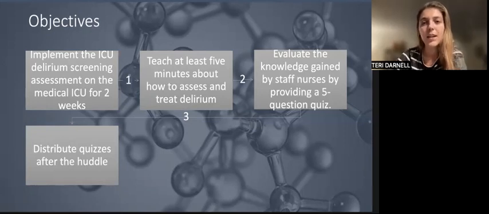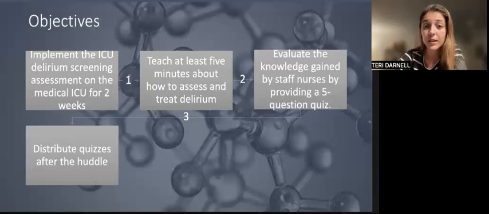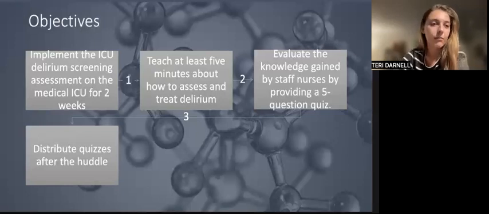I got a total of 10 peer-reviewed articles on ICU delirium and made a handout booklet to give out during a huddle on the unit. That included nurses and physicians. At least 50% of the staff attended, and I also sent out an email to the others. I then distributed a quiz to the staff based on the booklet, with all but one person getting all questions correct.